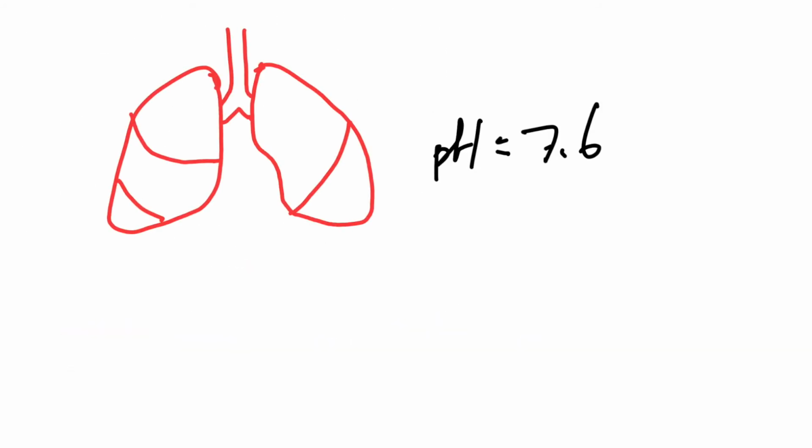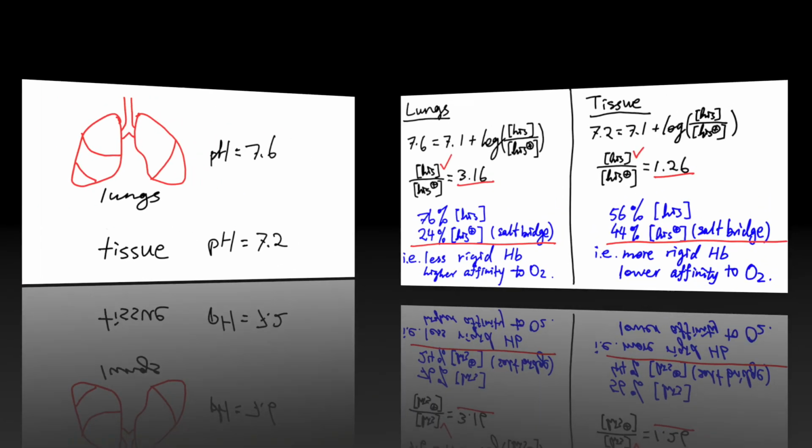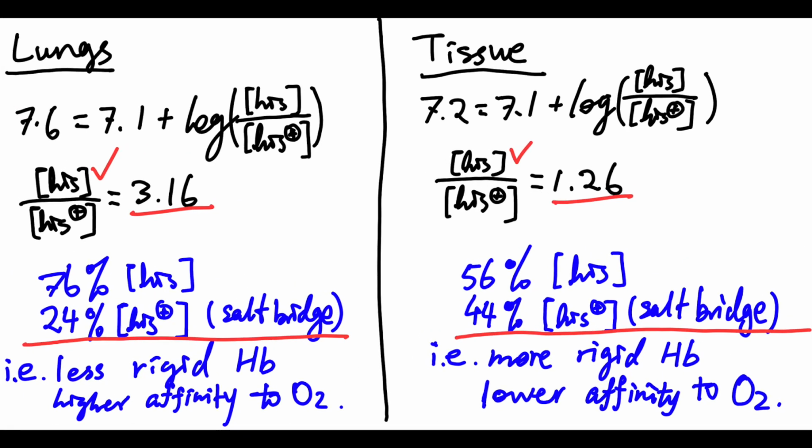We all know that pH in our lungs is 7.6 and pH in our tissue is approximately 7.2. Let's assume that pKa of the histidine side chain is constantly 7.1. We can plug these numbers into the Henderson-Hasselbalch equation and see how the pH shift facilitates oxygen binding and dissociation. Our calculation implies that the aspartate-histidine salt bridge is present in 24% of alpha subunits in our lungs, and this number can rise to 44% in our tissue.